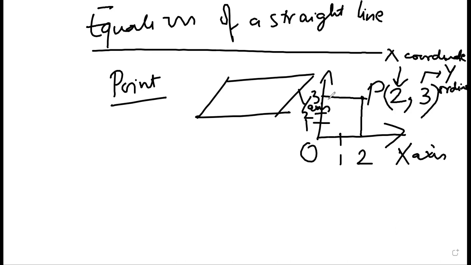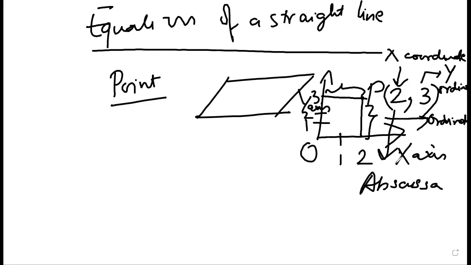Now, the perpendicular distance from the y-axis to the point, that is the x ordinate, is known as abscissa. So children often get confused. So this is abscissa, and the perpendicular distance of the point from the x-axis is known as the ordinate. So abscissa is nothing but the x ordinate, and ordinate is nothing but the y ordinate.